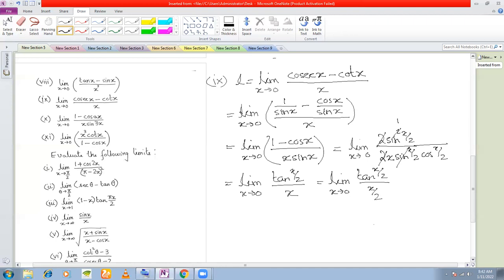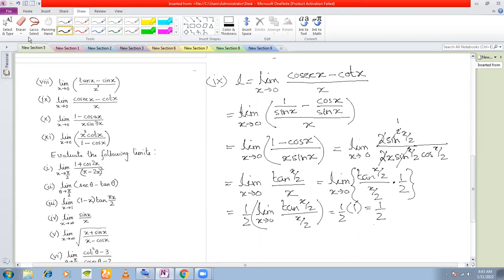And because I'm multiplying the denominator by half, I need to multiply this fraction also by half, right? Now you can take half out. You're going to get limit x tends to 0 tan(x/2) by x/2, which is equal to half into 1, which is equal to half. That's your answer. Okay.